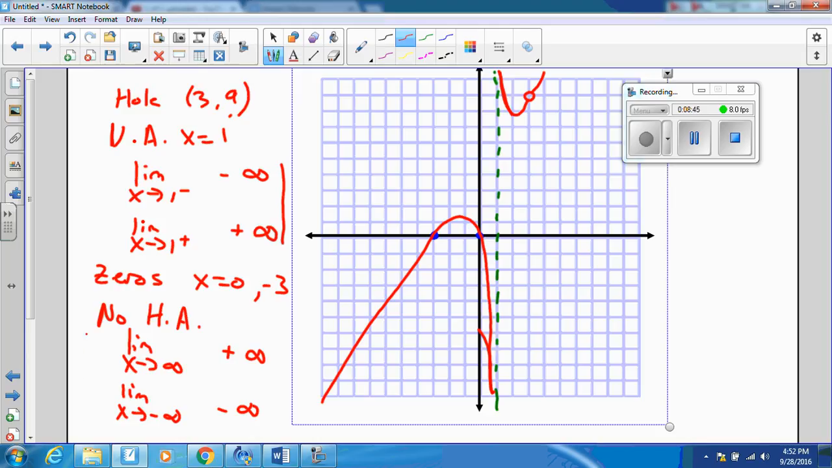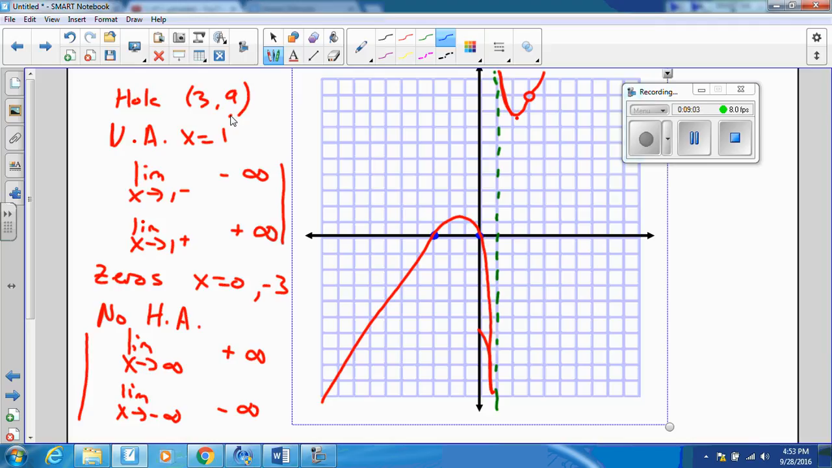So this is all very fine, and there's nothing about this that's amazingly difficult. It was just a little bit weird to have no horizontal asymptote. And it was also a little bit strange here that we had to turn around and go back.